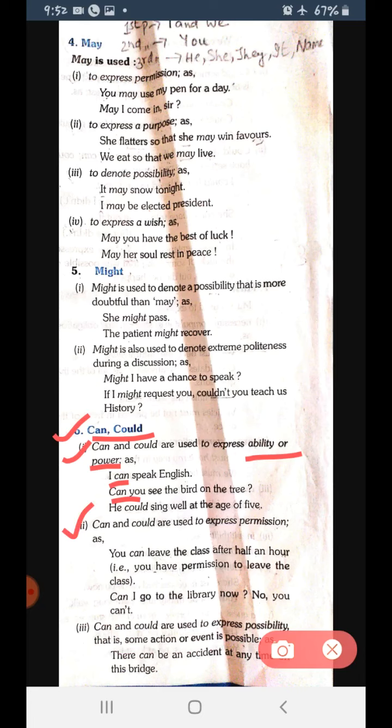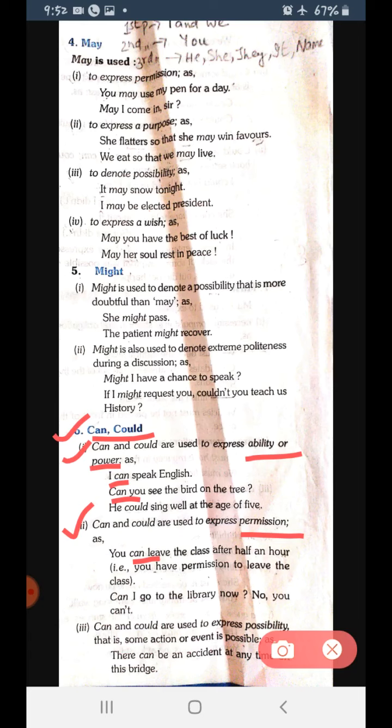Now, next point. Point number 2. Can and could are used to express permission. Can and could are also used to show permission. Example, you can leave the class after half an hour. Here it shows the permission. Suppose I have asked for permission, can I go out of the class, and the teacher has answered, yes, you can leave the class after half an hour. That means I have got the permission to leave the class after half an hour. Fine.